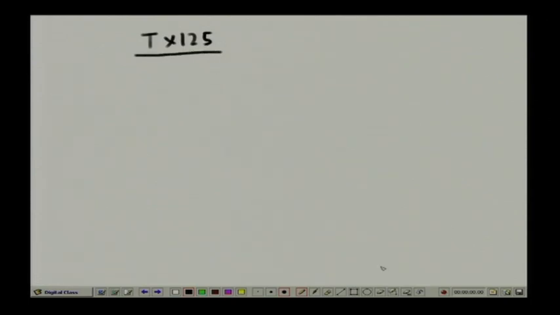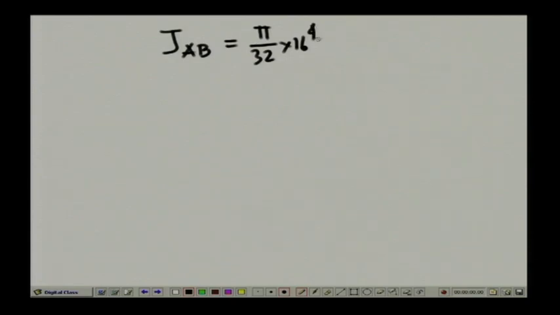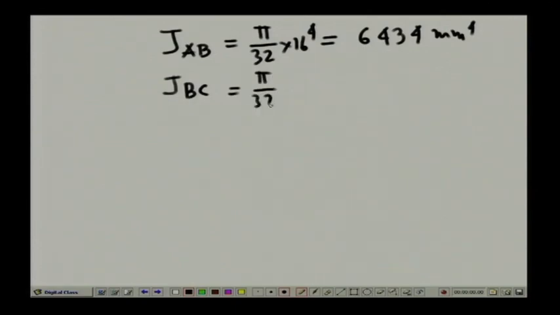Now, before we go into this, let us compute the value of the polar moment of inertia J for the two parts. Now, J for AB, which is of diameter 16, is equal to pi by 32 times 16 to the power 4, which is equal to 6434 millimeter to the power 4, and J for BC is equal to pi by 32 times, this is 20, so 20 to the power 4, which is equal to 15708 millimeter to the power 4.